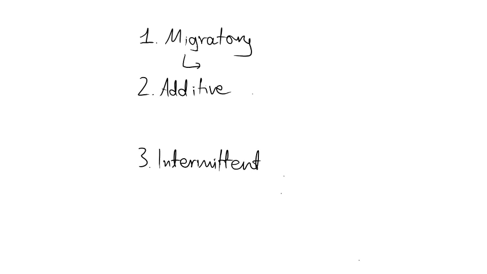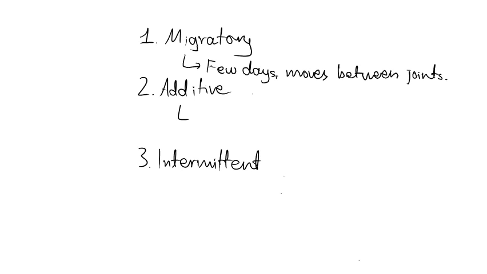So it's quite acute pain, so let's just write it lasts for a few days and moves between the joints. And the important thing to consider about migratory pain is that once this pain is present in one joint, it goes away in that joint and will likely move to another joint. And that's what differentiates it from additive pain.